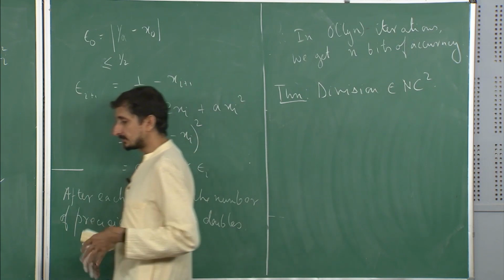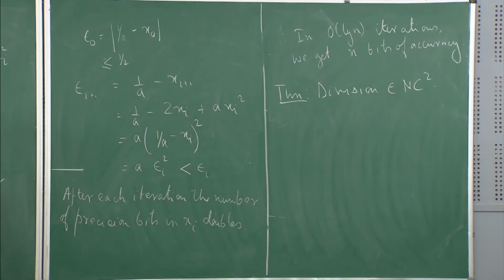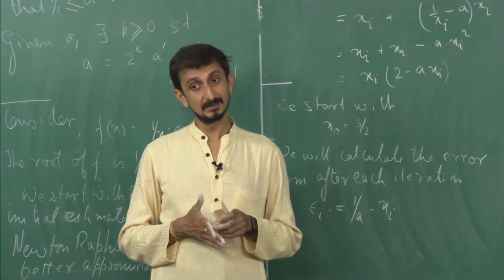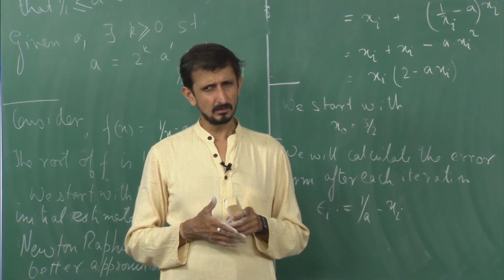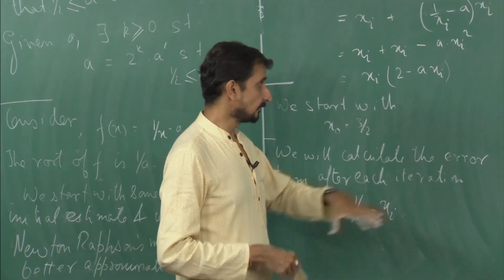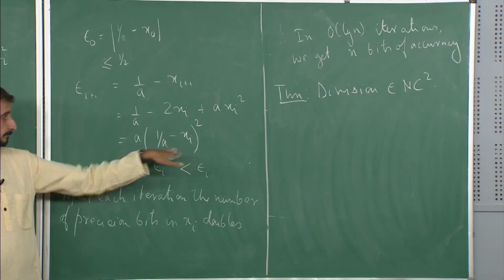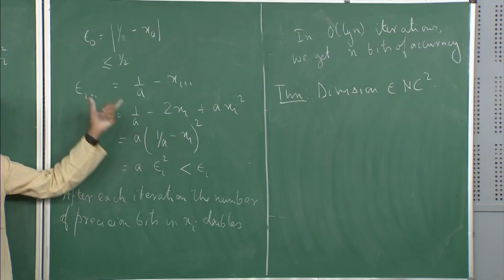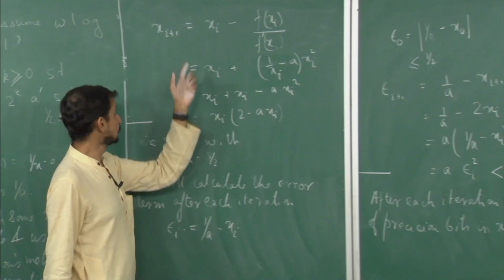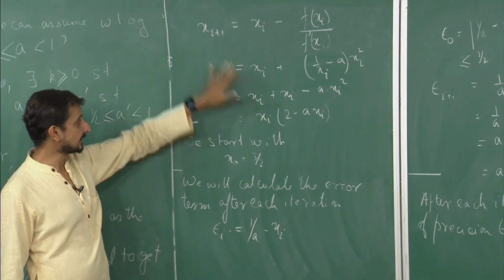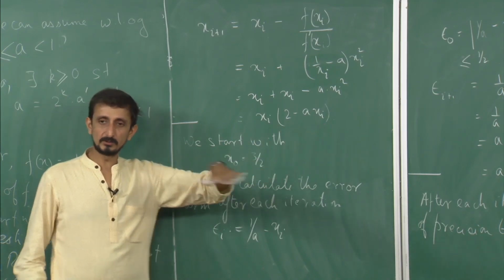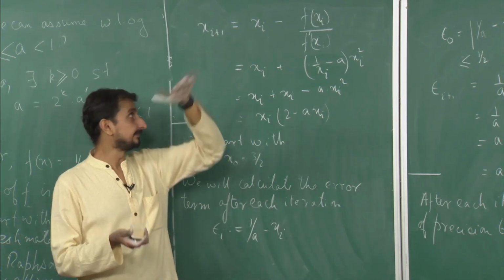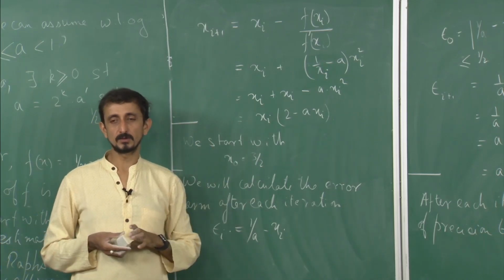So now the question is, can we do better than NC2? Can we do it in, for example, TC? Why is log n getting multiplied? Because from xi to go to xi plus 1, we are doing multiplication and addition. We know that multiplication takes log n depth, and this we are doing log n times. So that's why we get log square.